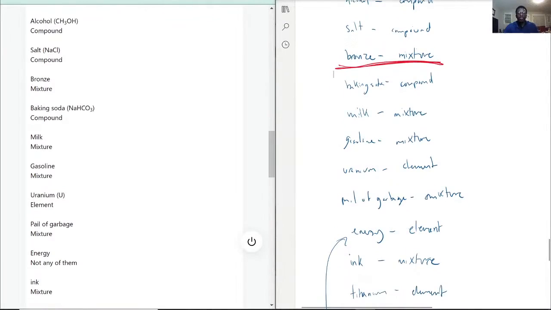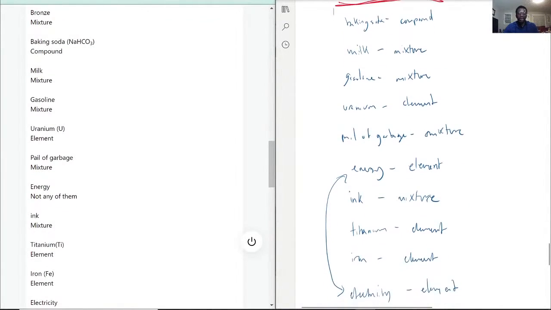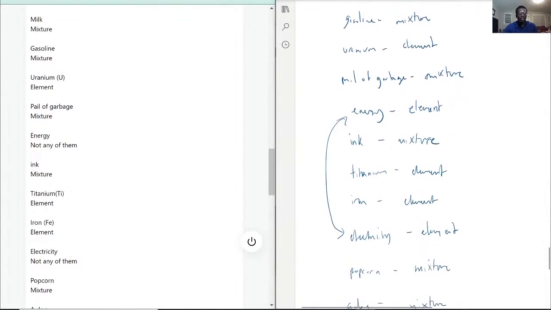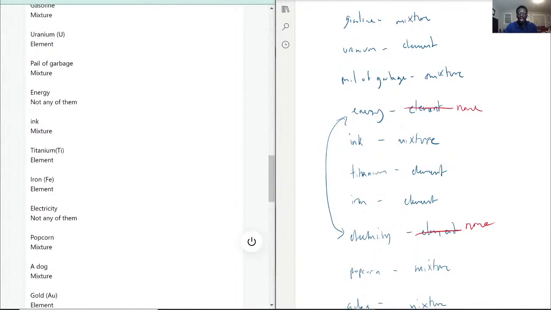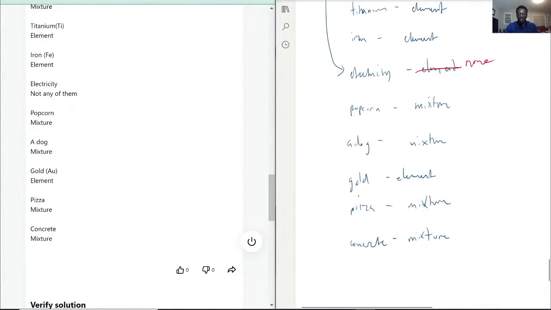Mix is a mix. Milk is a mixture. Gasoline is a mixture. Uranium is an element. Pail of garbage is a mixture. Energy, not any of them. Thank you, I had a feeling. Electricity, not any of them either. So, yeah. Ink, mixture. Titanium, element. Iron, element. Popcorn, mixture. A dog, mixture. Gold, element. Pizza, mixture. Concrete, mixture.